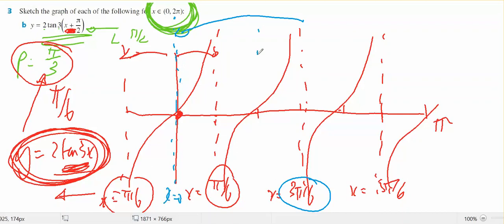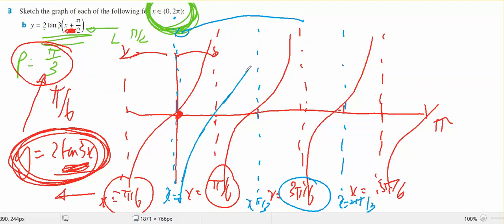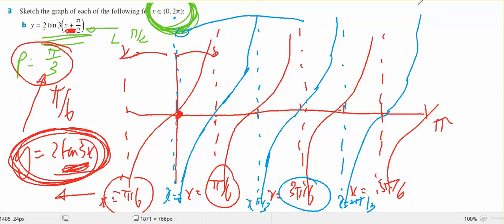And I'll have an asymptote here at x equals pi on 3. Asymptote here at x equals 2 pi on 3. And now I know that my curve will look like this. And then I can draw a nice, clean, neat graph.